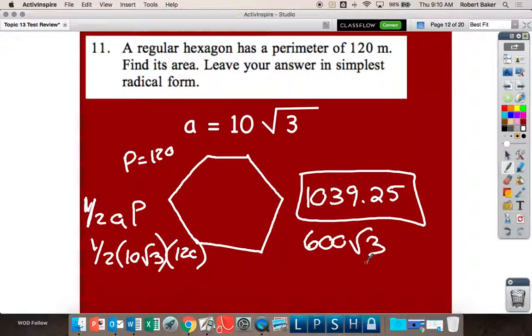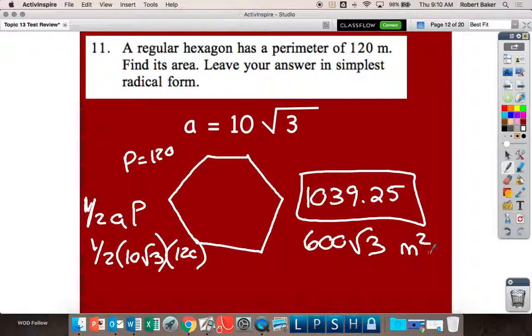If you do 1/2 times 10 times 20, I got 600. I did 1/2 times 10. That's how you get 600 tacos.